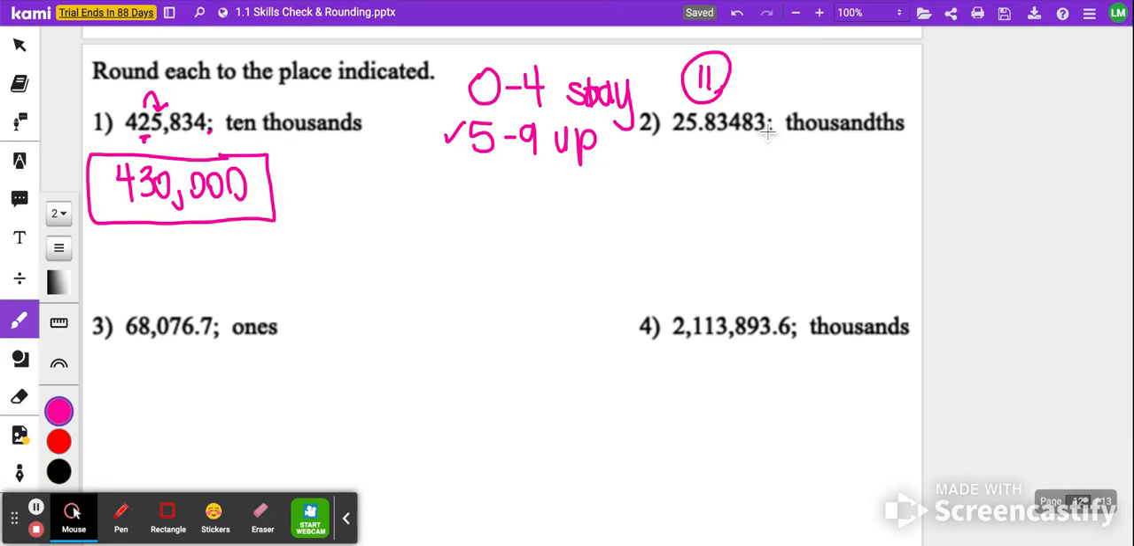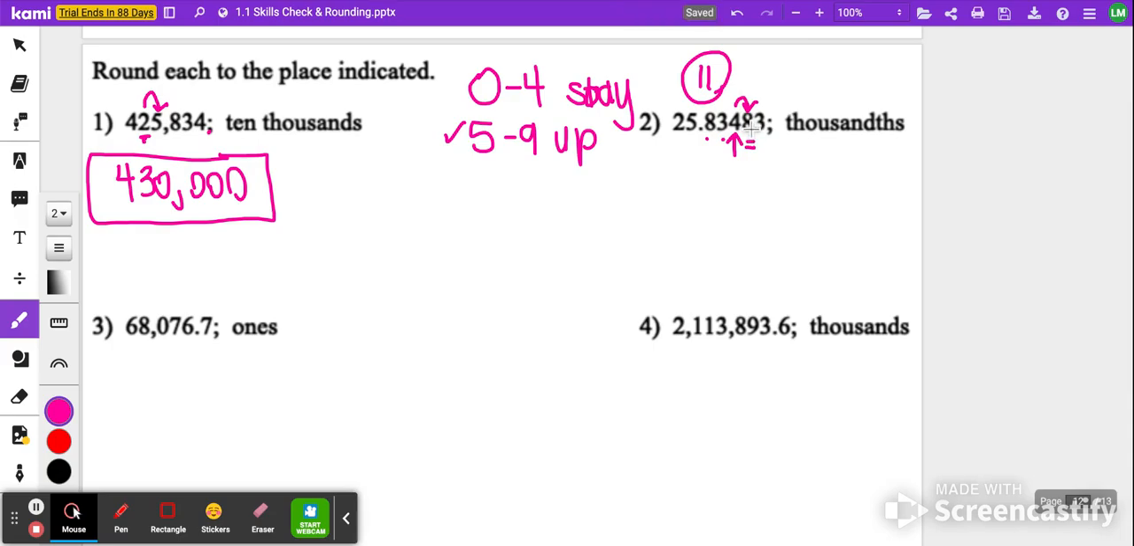Number 2 says I'm going to round to the nearest thousandth. So let's count together. To the right of the decimal, we have tenths, hundredths, thousandths. So this is the 4 that we're focusing on. Notice right next to the 4 is the number 8. We're always going to look to the right to figure out how we should round.